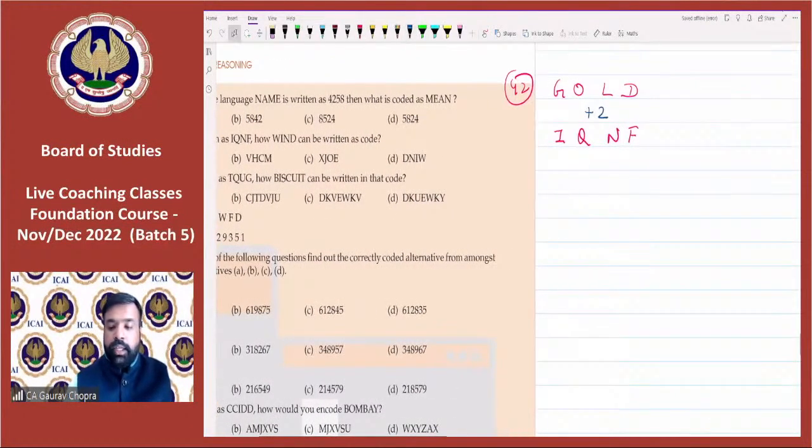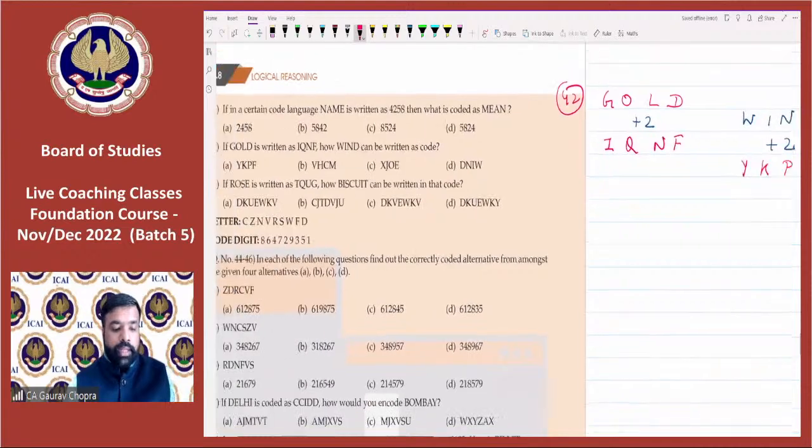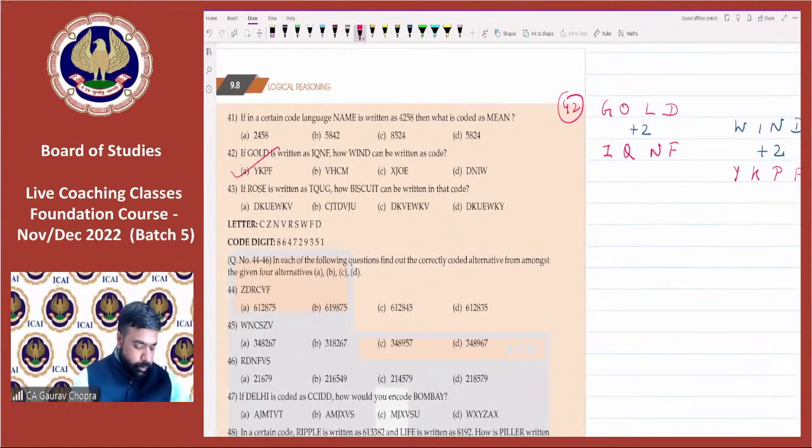So similarly, wind can be coded as W, I, N, D. We have to add 2 and get the result. W plus 2. After W, what comes? W, X, and then Y. I, J, and then K. N, O, and then P. D, E, and then F. So Y, K, P, F. Y, K, P, F. Option number A. All right.